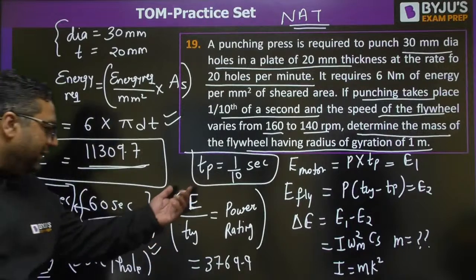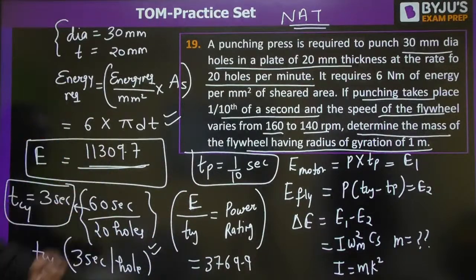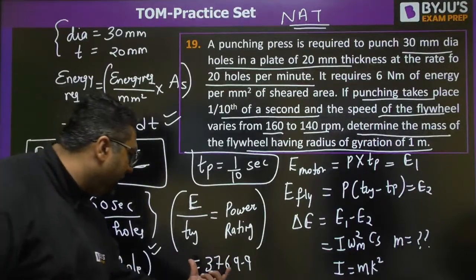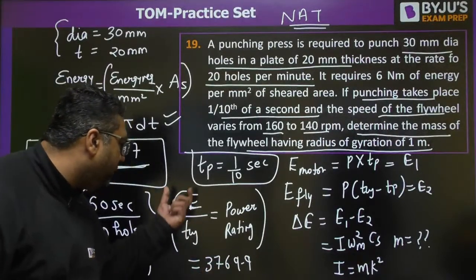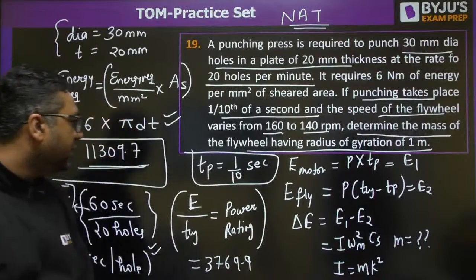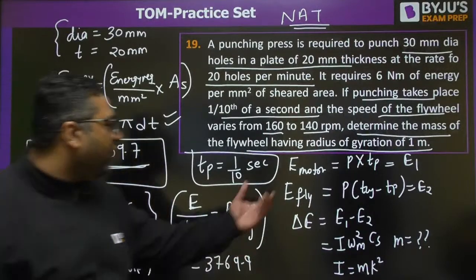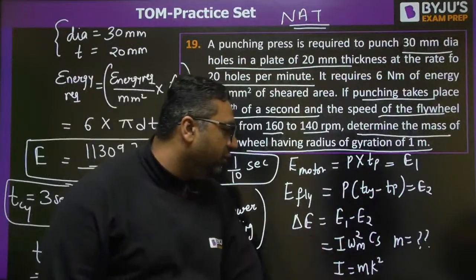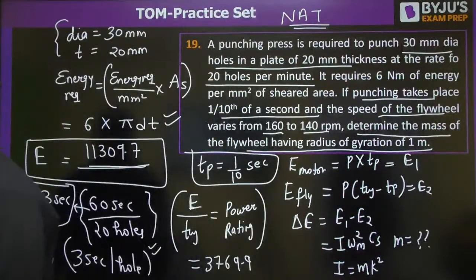Power rating is energy by cycle time. This is energy, this is cycle time. You can find out this. Once you get this, the total energy required per unit time is the power rating. So we got the power rating. Now for punching you can find out E1, you can find out flywheel energy, delta E you can find out. Then you can find out mass.